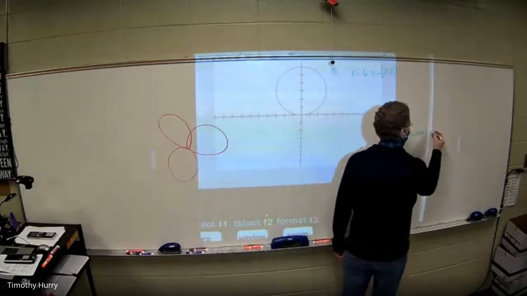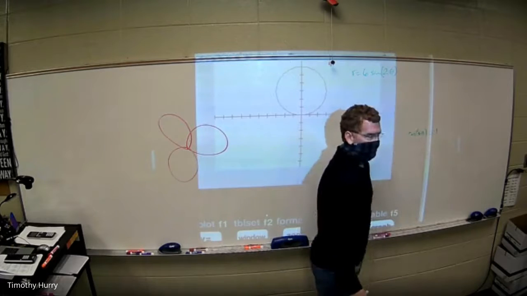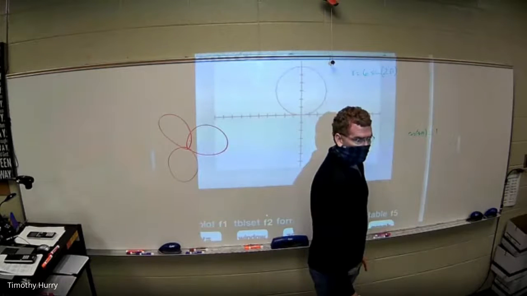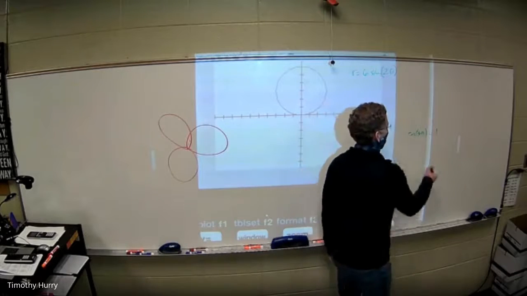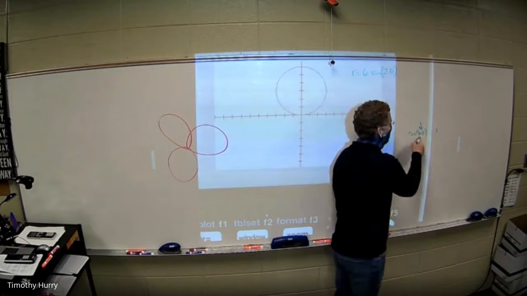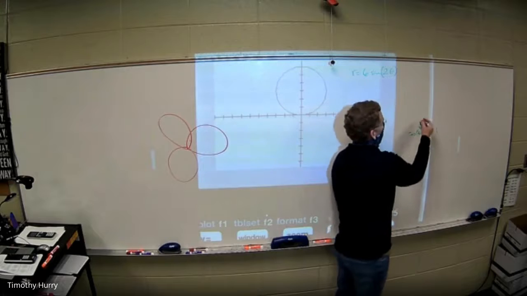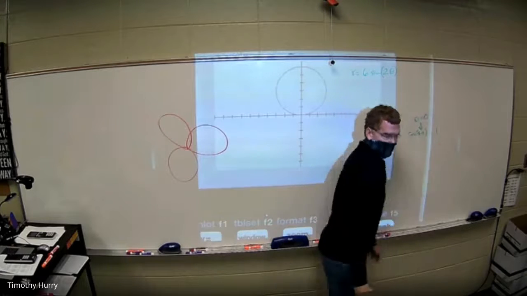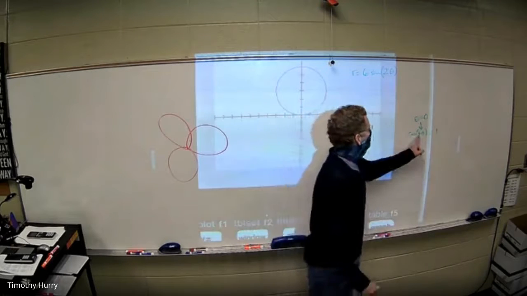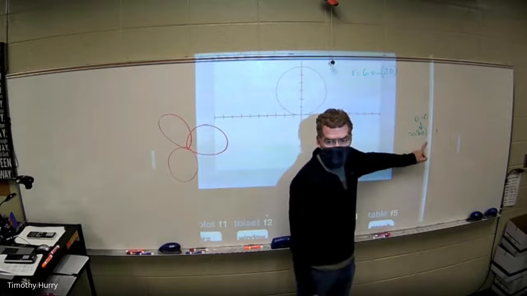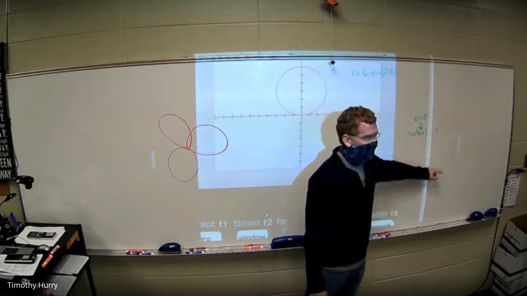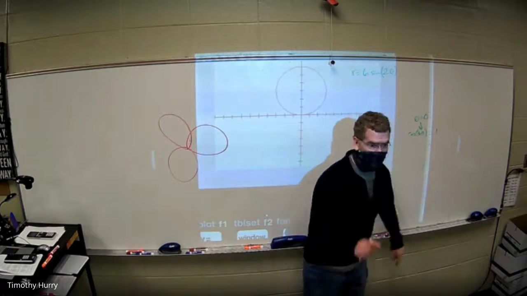Cosine is equal to 1 when? When this is 0. And this is 0 always when theta is 0. Doesn't matter what n is. Ever, does it? It could be 3, could be 5, could be 7, could be 10. If theta is 0, the whole thing's 0, and cosine of 0 is 1.